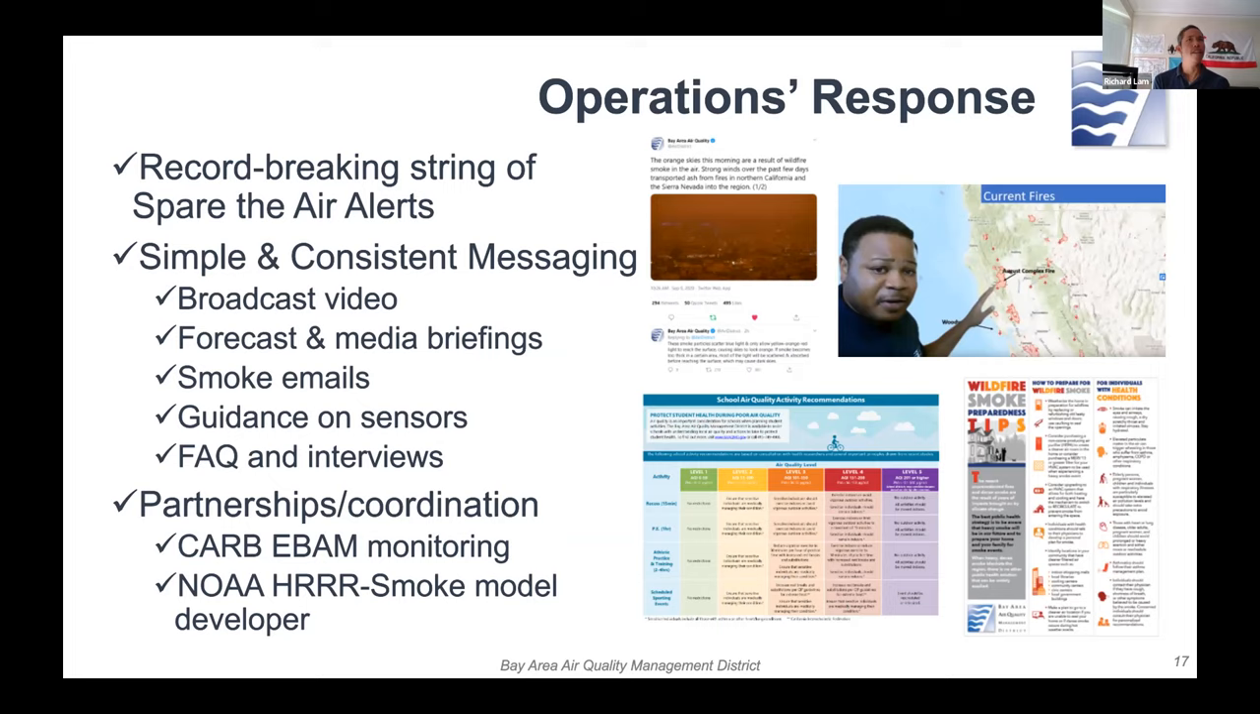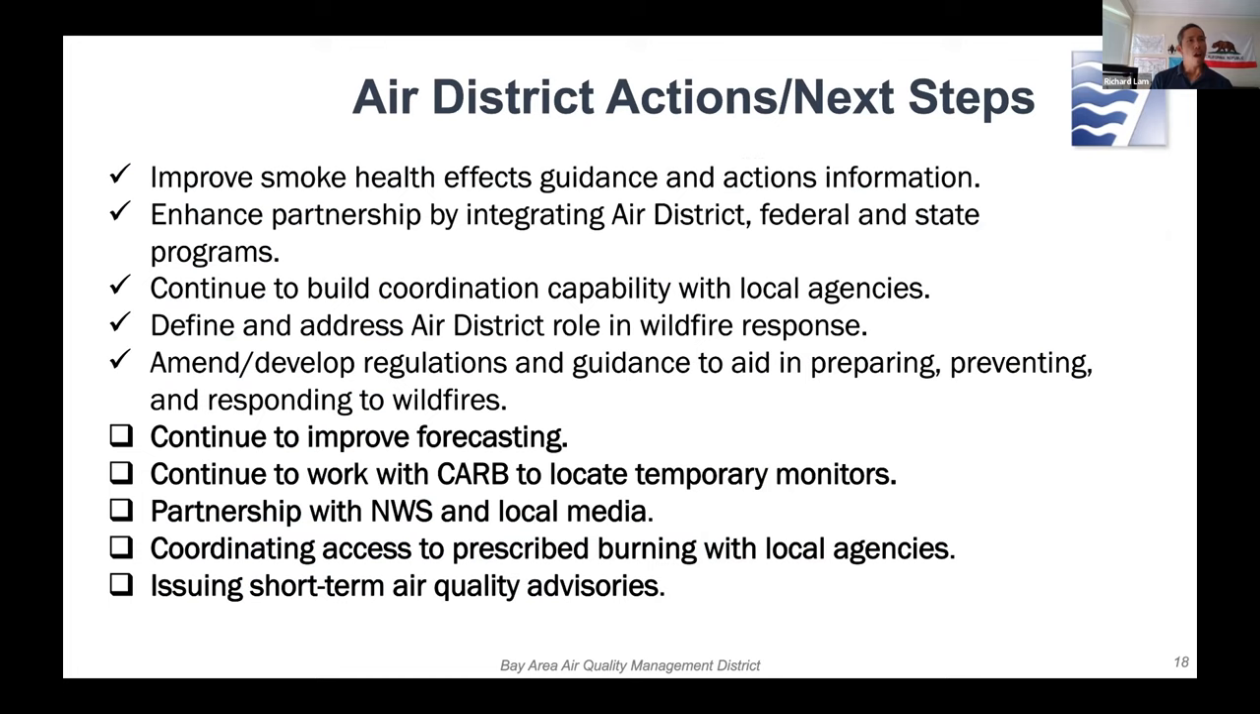Next slide. So we have been working on things like trying to understand how smoke impacts health and trying to work with other agencies at the federal, state, and local level. And we're trying to learn more about wildfire response. Like most of us, when we went to school, we don't really know too much about wildfire, but now it's a thing that happens year after year. So we need to adapt and just learn about the science of wildfire and how it impacts the public.